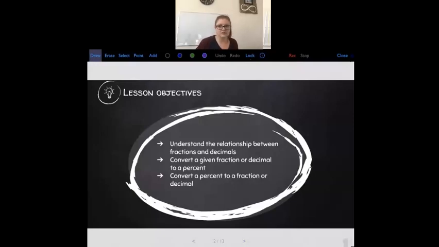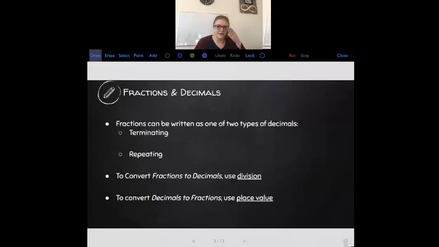To get started, fractions, as we talked about before, come in the form of a over b, where there's a numerator and a denominator. Fractions can be written as one of two types of decimals. The first is terminating, or decimals that end. And the second is repeating, which is what it sounds like, a decimal that repeats itself, so it may go on and on and on, but there's a pattern there, or numbers that are repeating themselves.